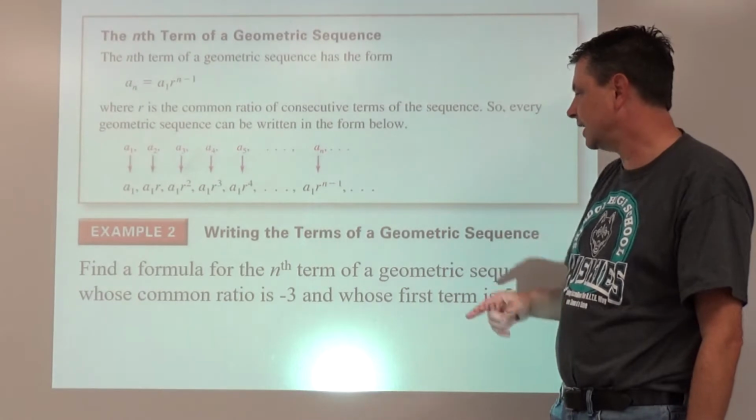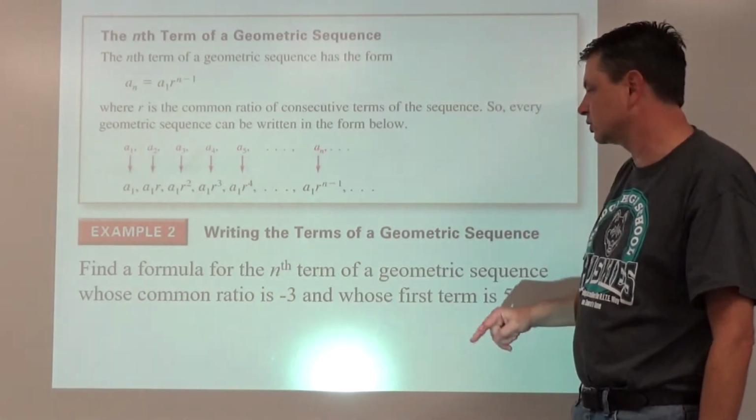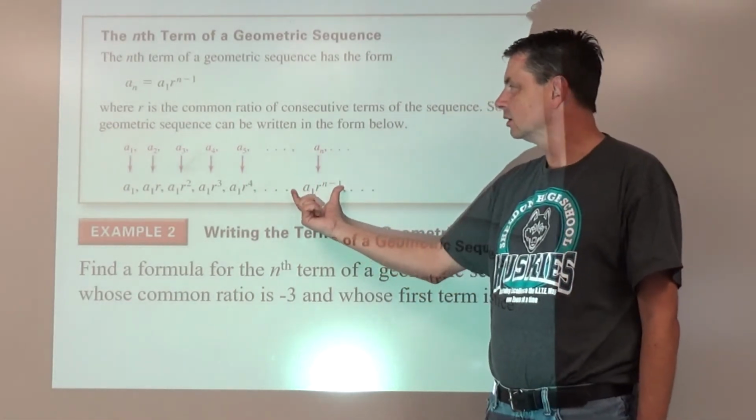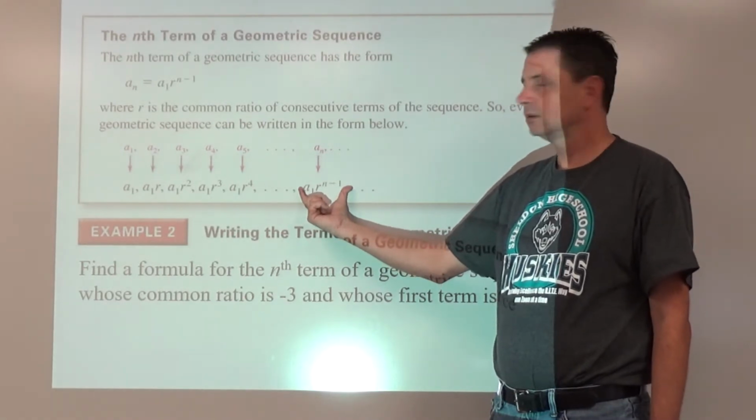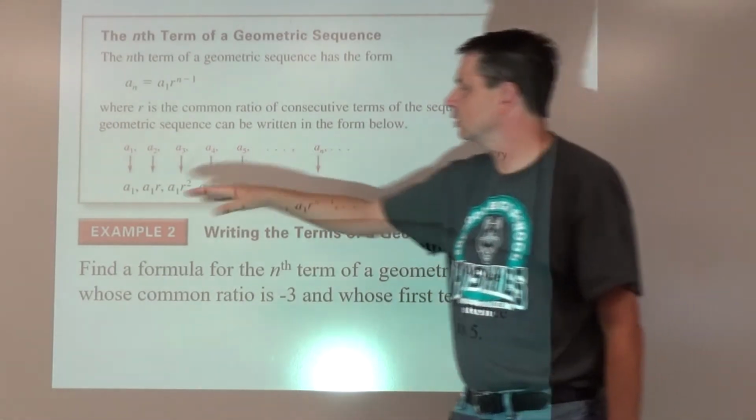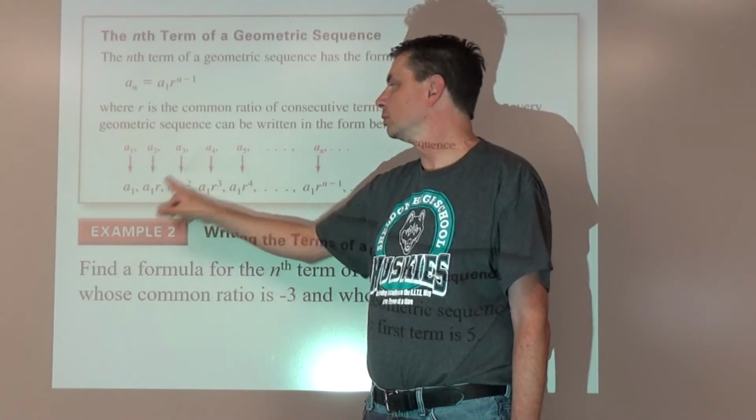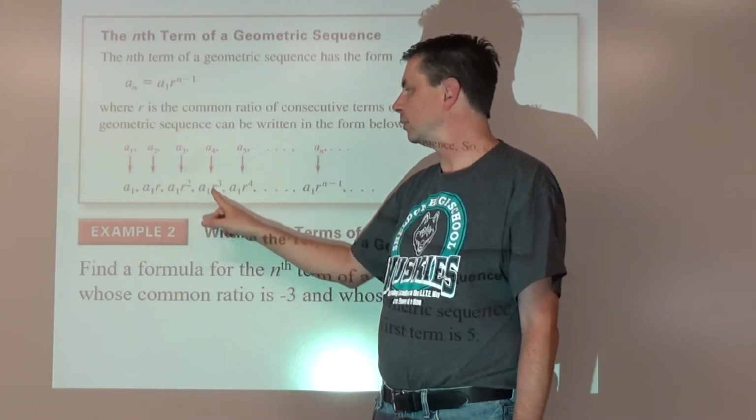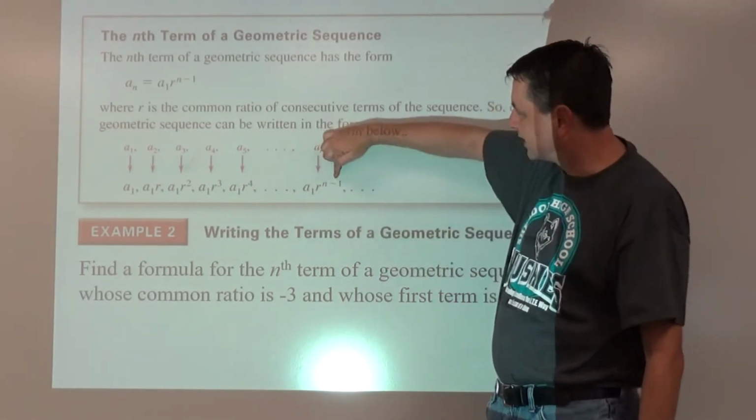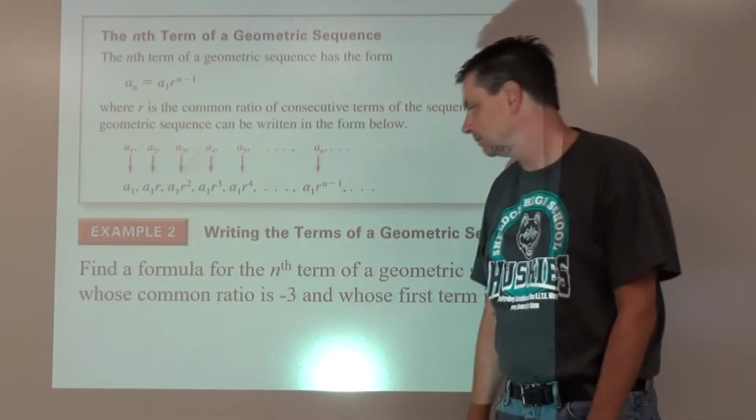All right. Find a formula for the nth term of a geometric sequence whose common ratio is negative 3 and whose first term is 5. Here is our formula right there. Because of our sequence, if we looked at it before as first term a sub 1, now multiply that by r, multiply that by another r, so it's r squared, multiply that by another r. So it turns out a sub 1 multiplied by a bunch of r's with just one less r than our position. So that's essentially our formula right there.